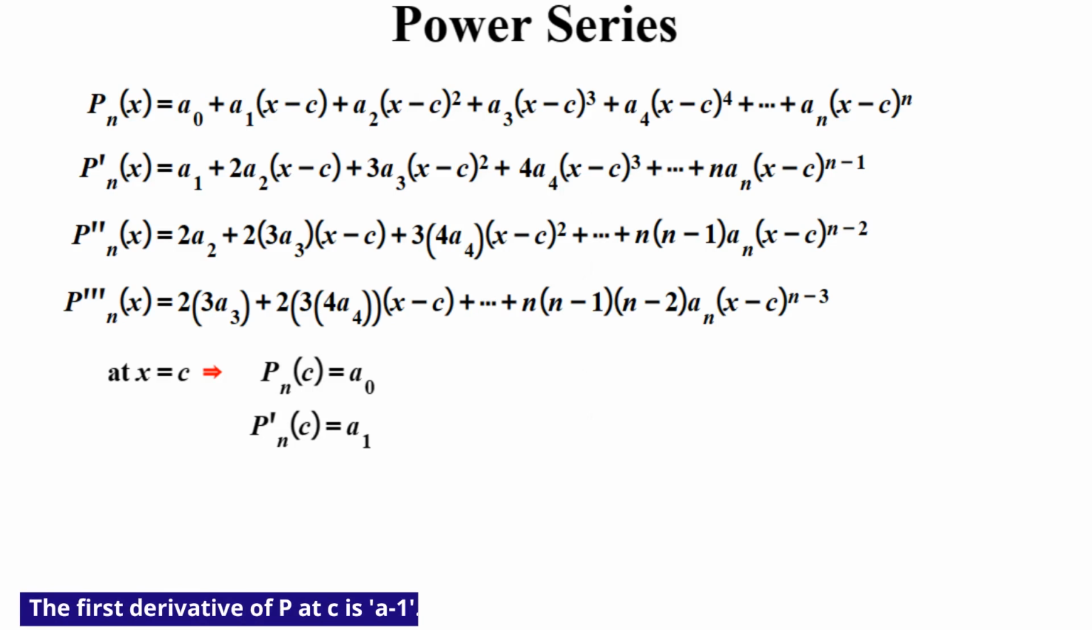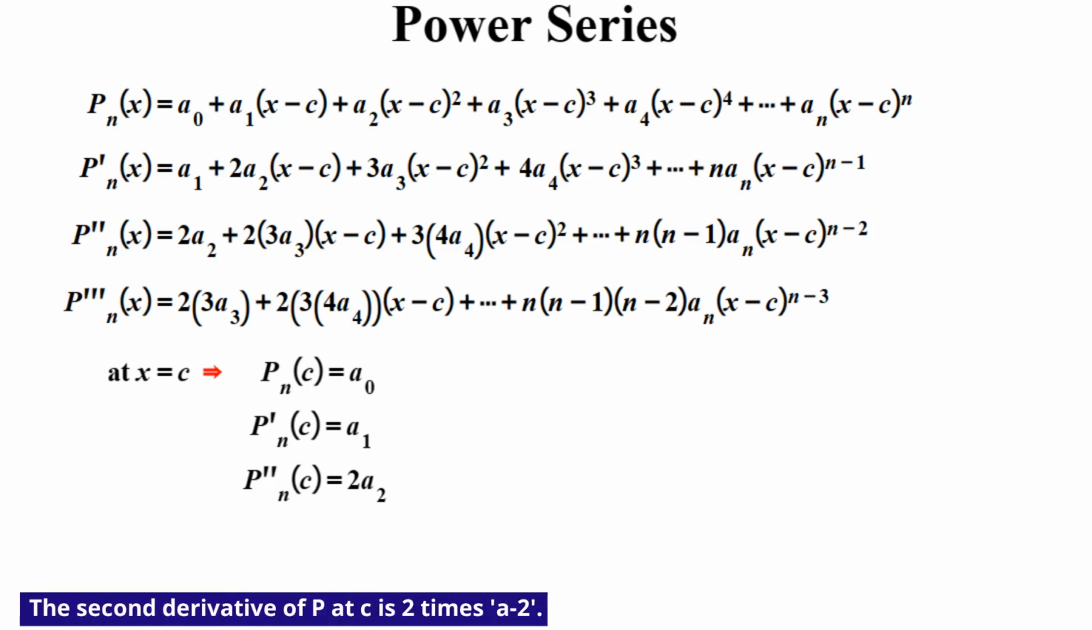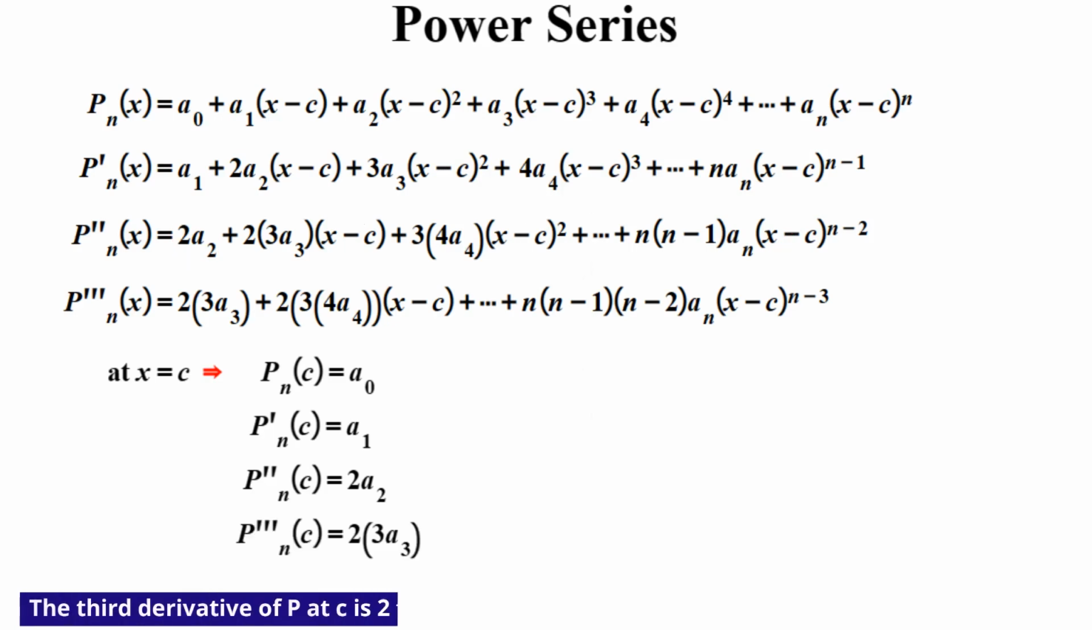The first derivative of p at c is a1. The (x minus c) terms are 0 for all terms. The second derivative of p at c is 2 times a2. The (x minus c) terms are 0. The third derivative of p at c is 2 times 3 times a3. The (x minus c) terms are 0.